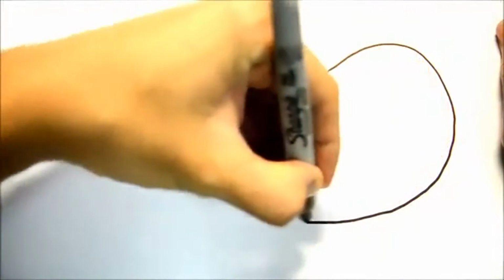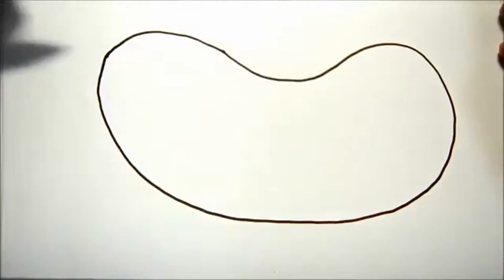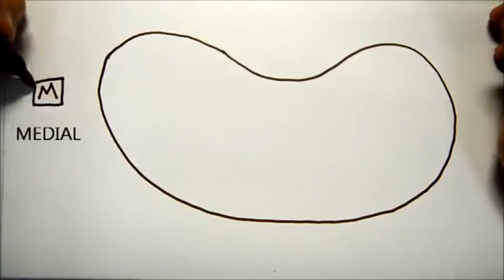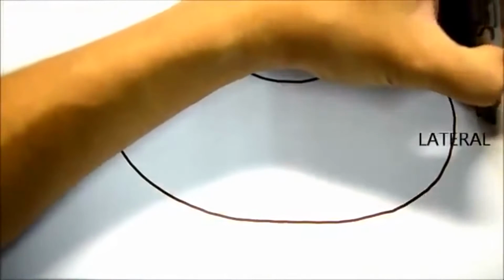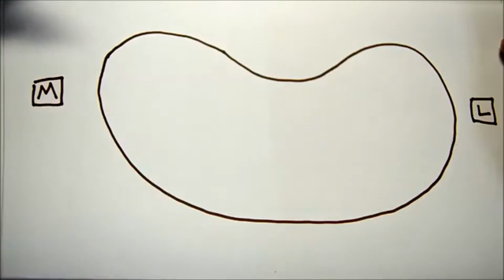Drawing by drawing a bean-shaped figure. Next, we'll label this one as medial and this part as lateral. Okay, we'll focus on the structures forming the carpal tunnel first, which is the 8 carpal bones and flexor retinaculum.